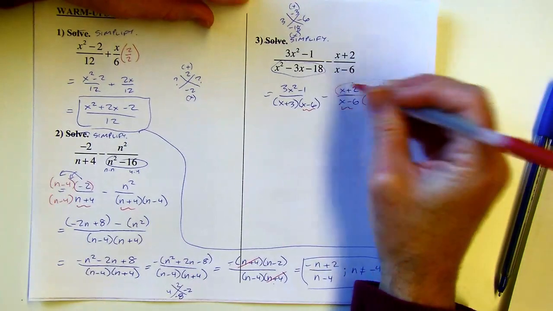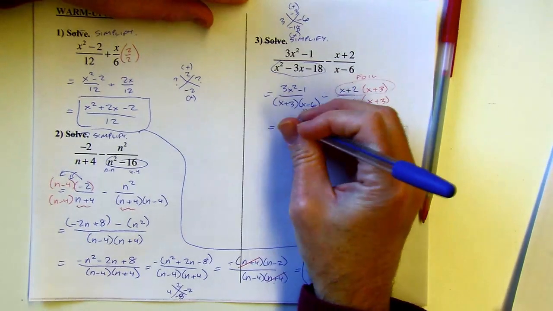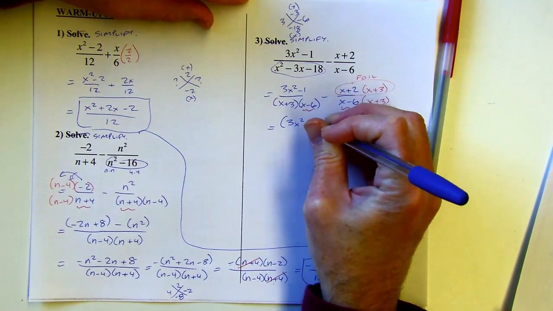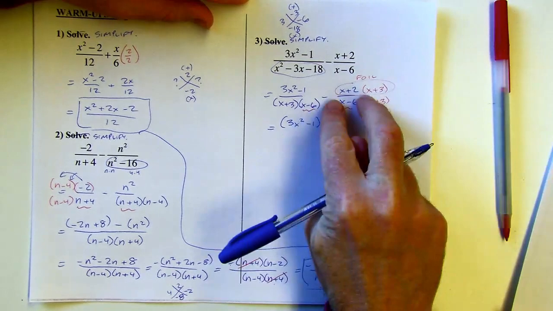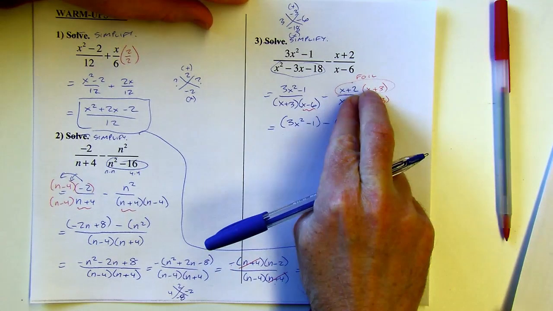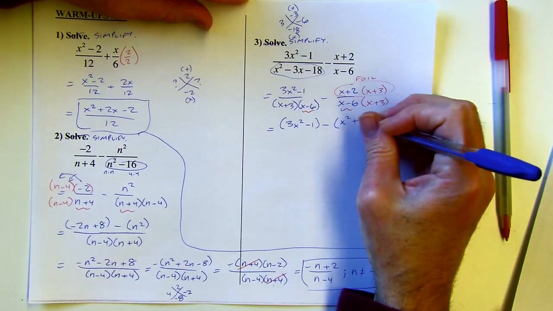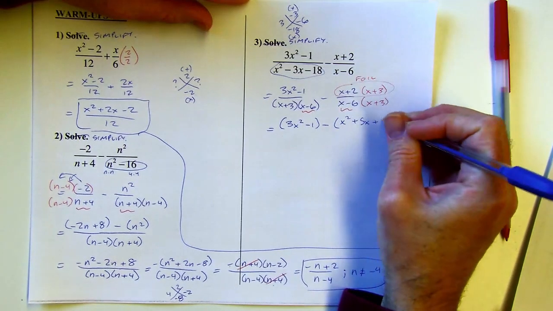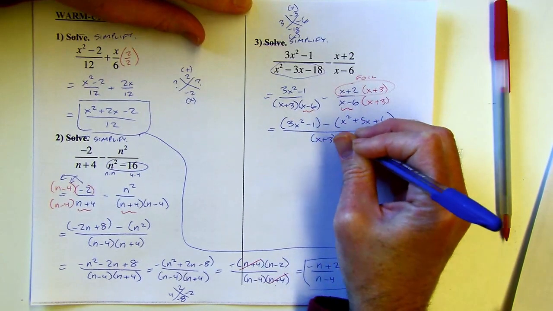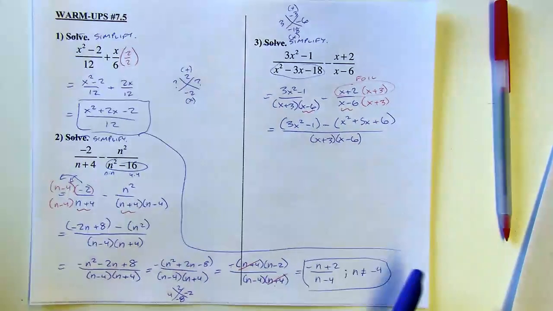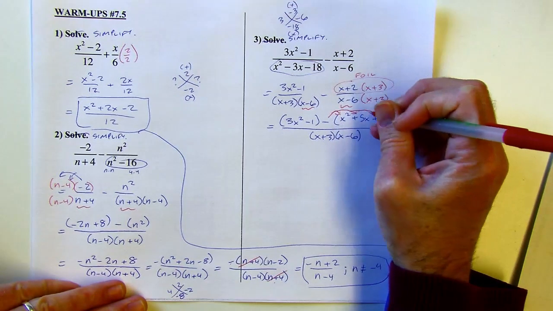I'm going to have to FOIL this together to start cleaning it up. So my first numerator is 3x squared minus 1. My second one is going to be the FOILage here, so x squared plus 3x plus 2x. So x squared plus 3x plus 2x would be 5x. And then 2 times 3 for the last is 6. Okay, and I've got that all over my common denominator. Okay, and now I'm going to start cleaning this up. So let's distribute the negative.